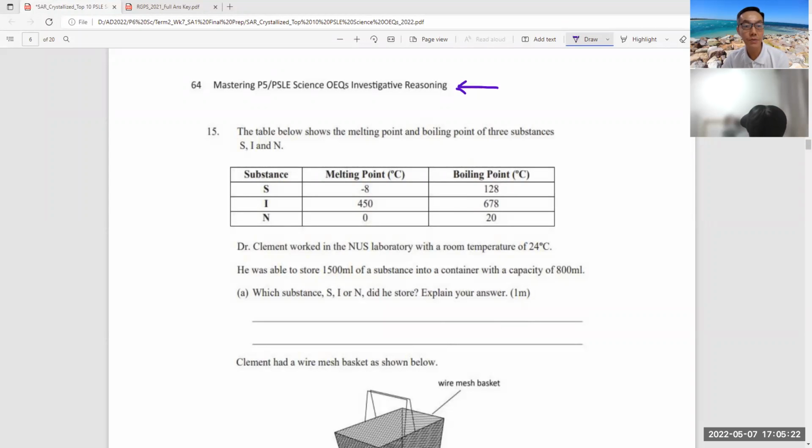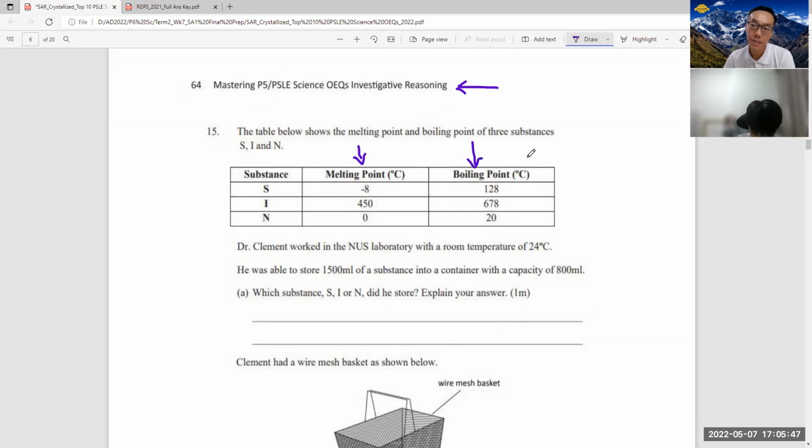Okay, let's continue with this question. You can see that there's a table there showing 3 substances, S, I, and N, with their melting points and boiling points. So you must understand the significance of the melting point and the boiling point. Melting point is the temperature where the substance changes from solid to liquid. And boiling point is the temperature where the substance changes from liquid to gas. Firstly, when you see such questions, you must understand what these two are, melting and boiling point.